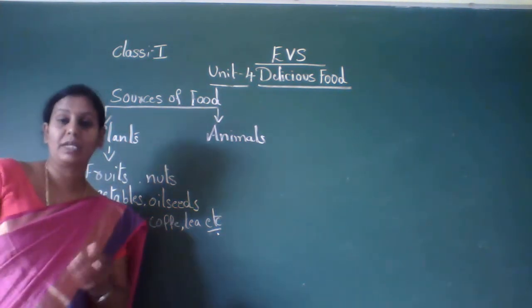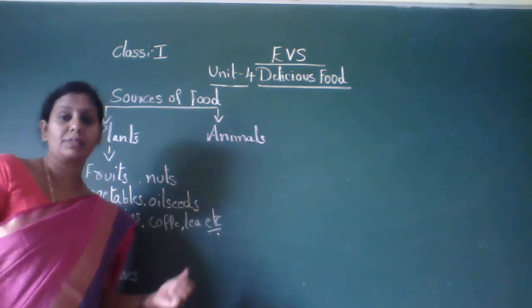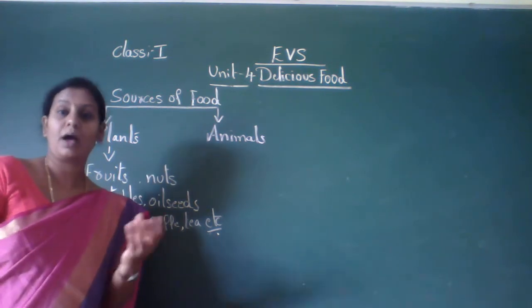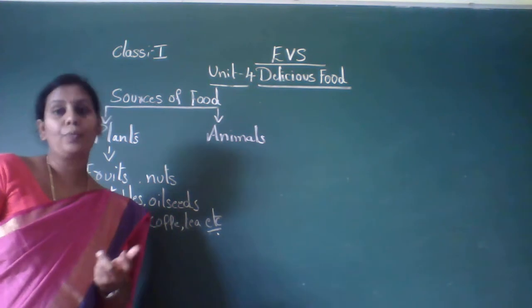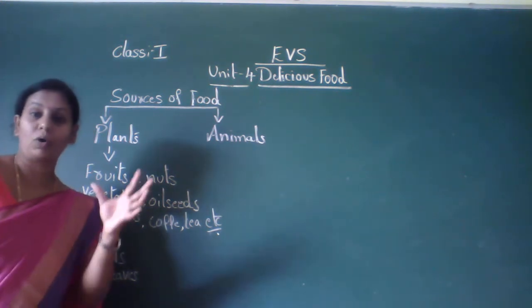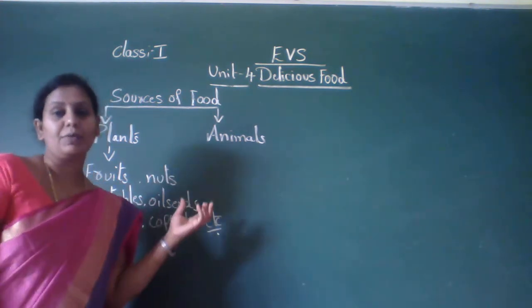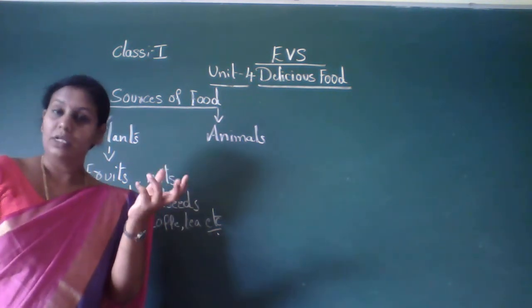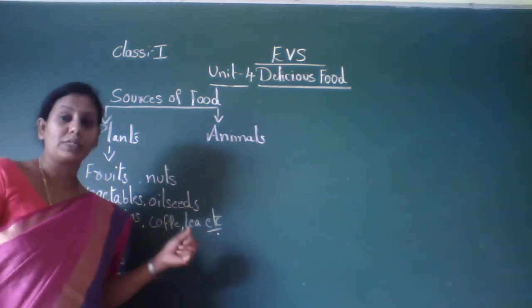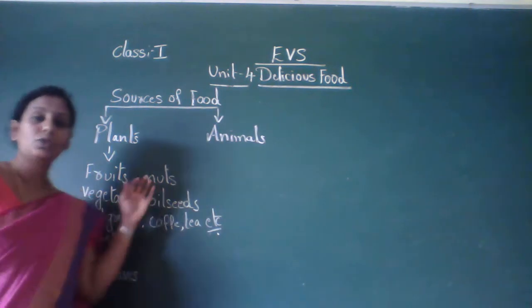Spices means masala items like cardamom, cloves, cinnamon, pepper, all these come under spices. Then nuts like cashew nuts, almond, what we call badam, and pista, all these we also get from plants. Then oil seeds. Whatever oil we use, cooking oil or hair oil, is prepared from different parts of plants. Coconut oil is prepared from dry coconut. Sunflower oil is made from sunflower seeds. Groundnut oil is prepared from groundnuts. So oil seeds also we get from plants.